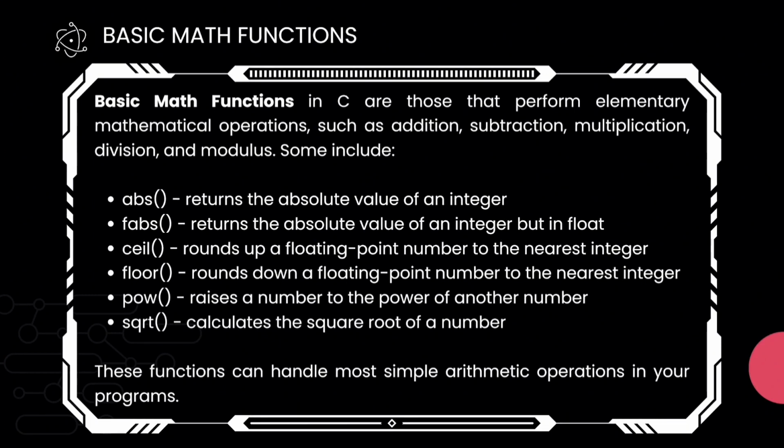The basic math functions in C are those that perform elementary mathematical operations such as addition, subtraction, multiplication, division, and the modulus. Some include the absolute, which returns the absolute value of an integer. The float absolute returns the absolute value of a number but in float. Then the ceiling rounds up a floating point number to the nearest integer.